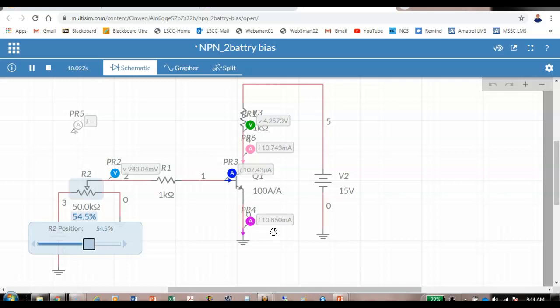So as base current goes up, collector current goes up. As base current goes down, collector current goes down. So here's base current. Sorry, base current is going down, so collector current is going down. Over here, base current is going up and collector current is going up.